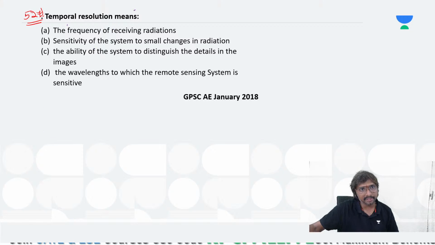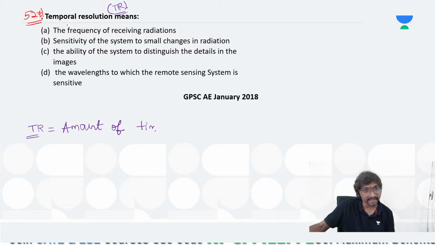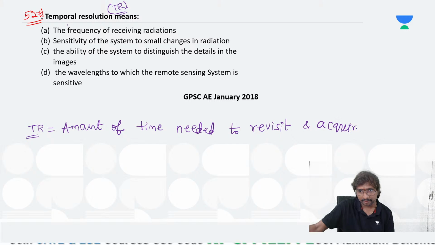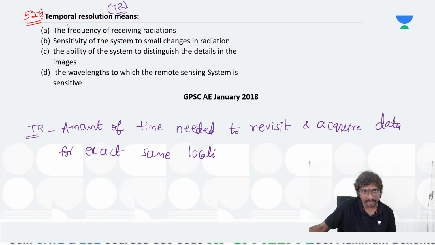What is temporal resolution? Temporal resolution, TR, is the amount of time needed to revisit and acquire data for the exact same location.